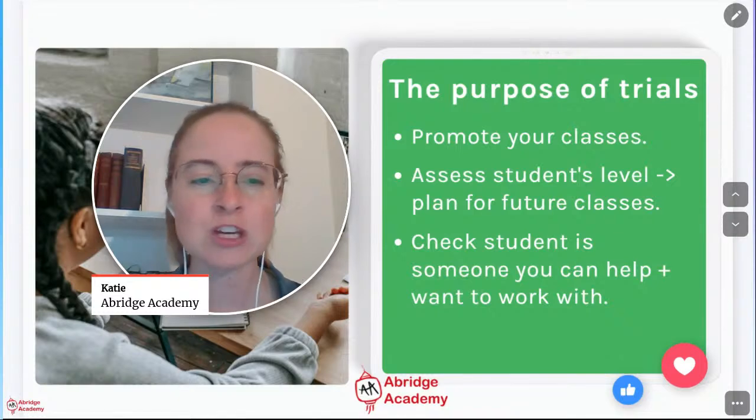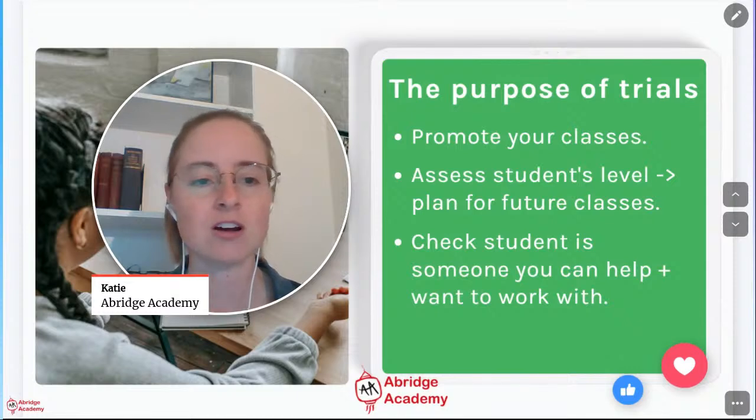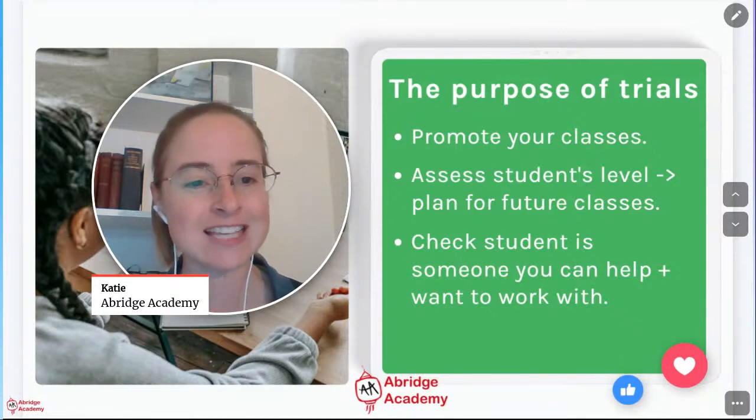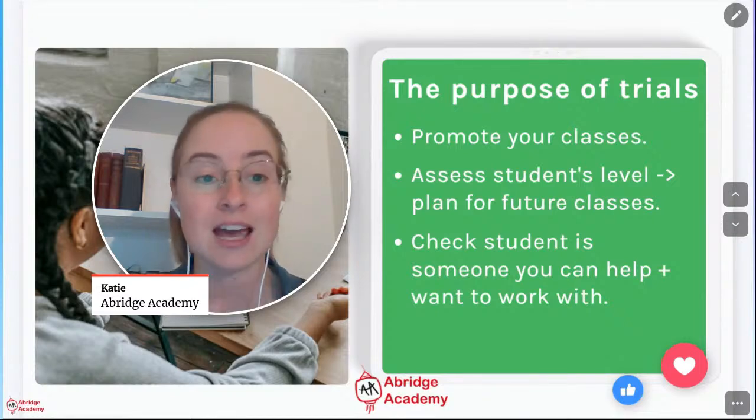Because no matter how much you measure them beforehand, no matter how many tests or things you ask them to do in their own time before your first class, you can never really be confident of their exact level until you've met them, until you've done that kind of placement test or first class with them and actually had that conversation and seen them in practice.